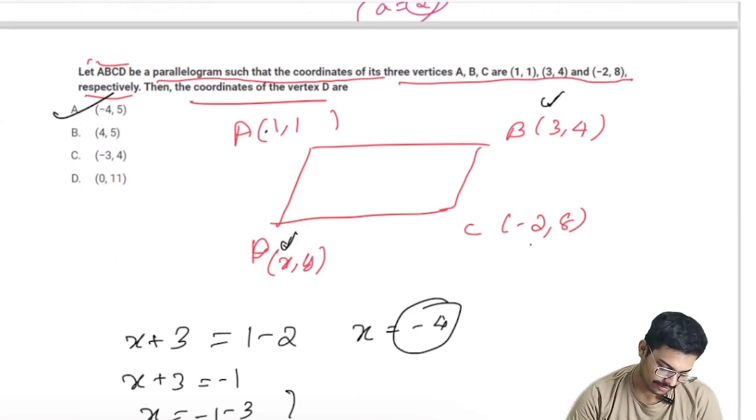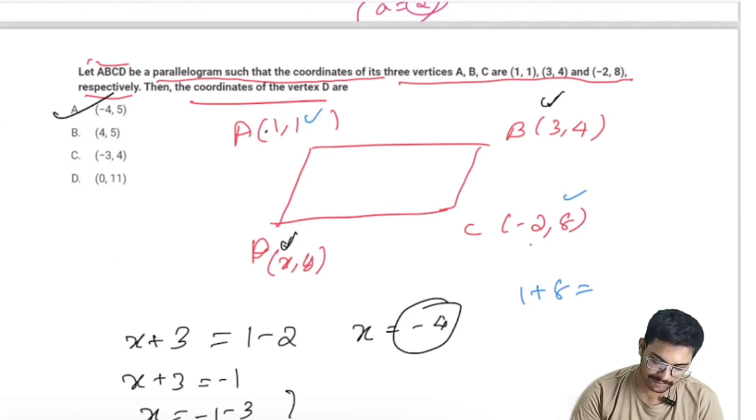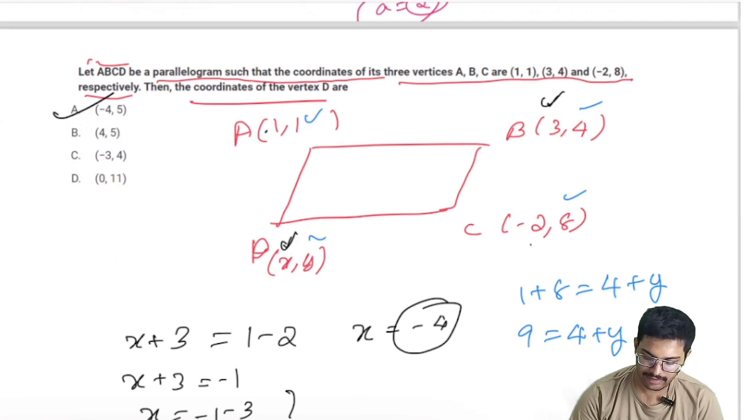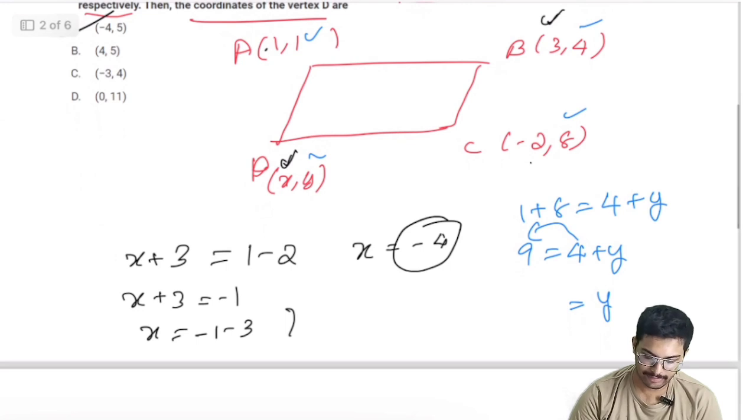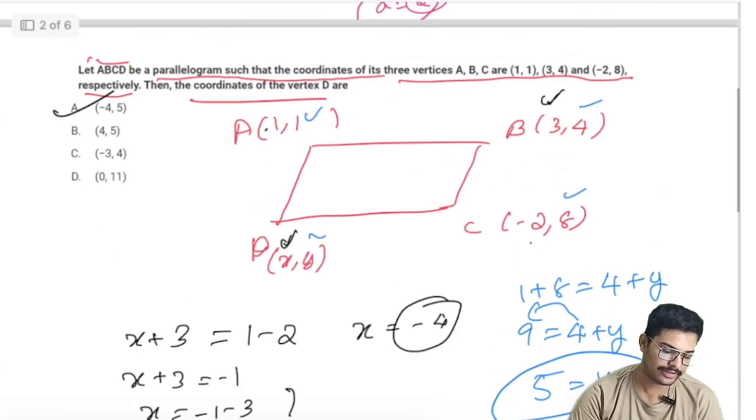Now we can also solve for the value of y. How will you solve it? 1 plus 8 equal to 4 plus y, which means 9 equal to 4 plus y, so y equal to 9 minus 4, which is equal to 5. So this is the answer.